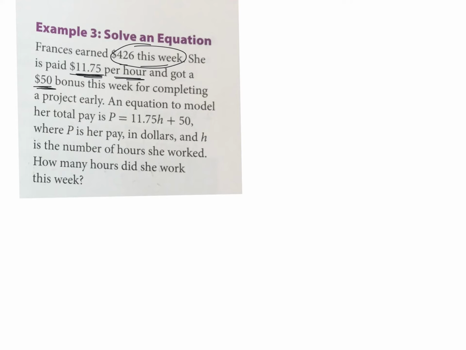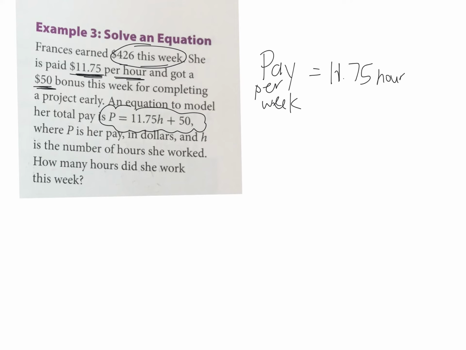So they've given you the equation. It's right here. So her pay, I'm going to write out the words. Her pay for the week, her pay per week, is equal to $11.75 per hour times the number of hours, plus, why is it plus 50? So automatically for that week, her boss just gives her $50.